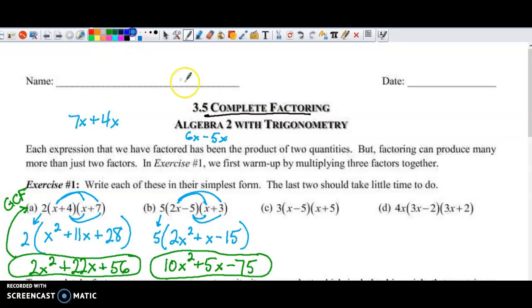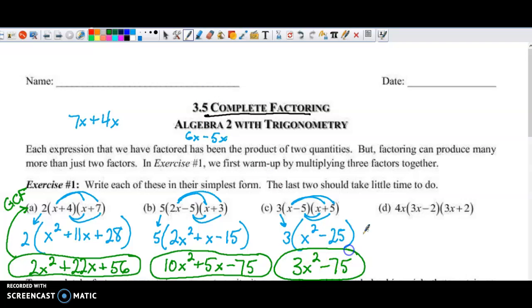The next one's a little fun because if you recall, as you distribute, the outside and inside terms will actually cancel each other out. You would have a positive 5x with a negative 5x, but you still need to consider this 3 that's in front. So this final answer after you distribute it in would be 3x squared minus 75.